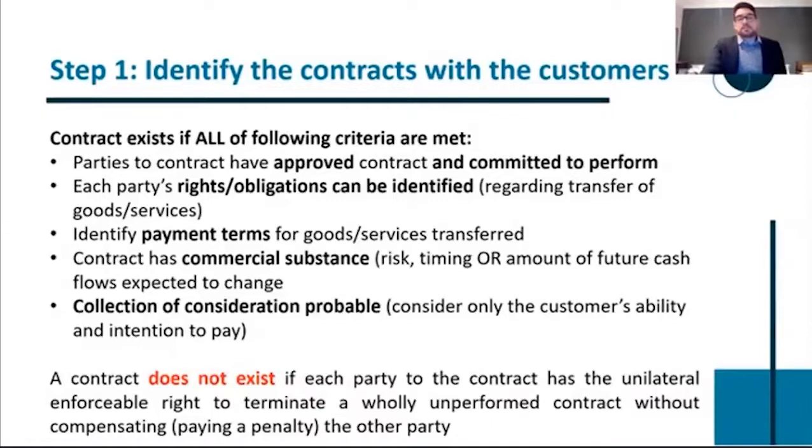Then, very important, all of these criteria are basically there just to establish enforceable rights and obligations. So if there aren't any enforceable rights and obligations, you don't have a contract. And that's what I'm also saying there at the bottom of the slide, that a contract does not exist if each party to the contract has a unilateral enforceable right to terminate a wholly unperformed contract without compensating the other party. So basically, if there isn't a downside in cancelling the contract and everyone can exit the contract without paying any penalties, then it's not an enforceable contract, and therefore it cannot be seen as a contract for IFRS 15 purposes.